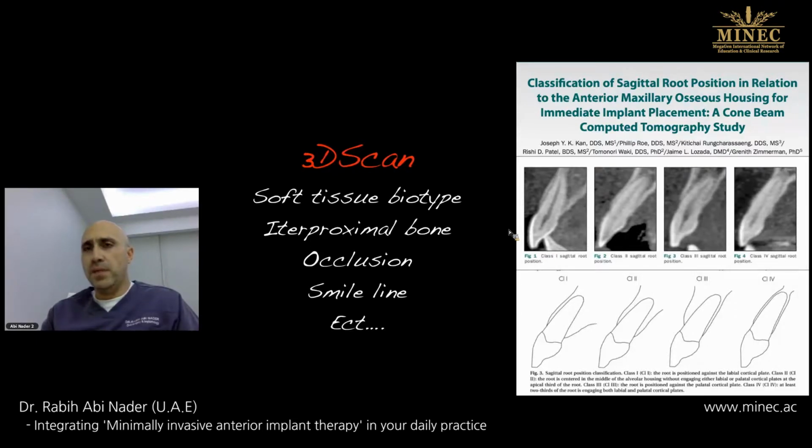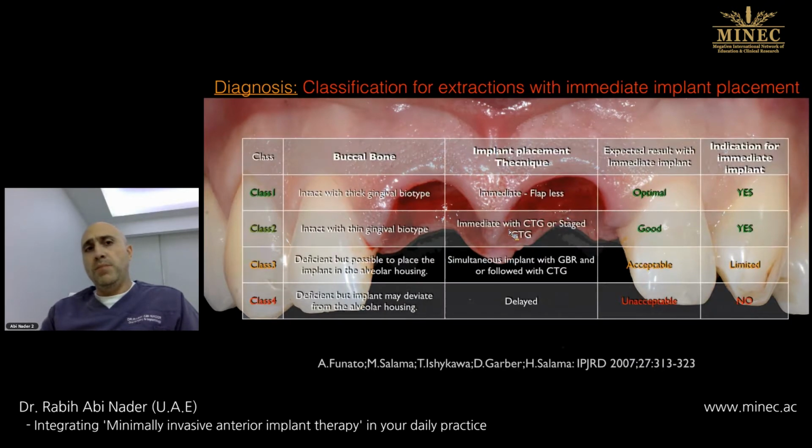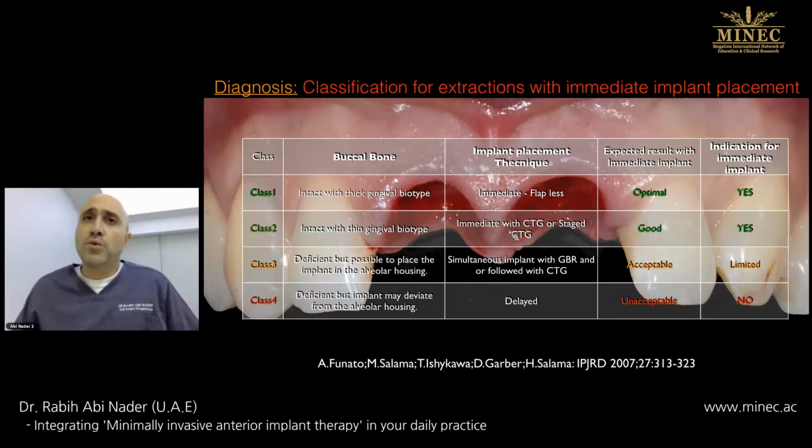And then how can you place the implant? Blindly. It's really very important to plan your implant position on a 3D scan. And not only in the anterior zone, but especially in the anterior zone. And once you remove the tooth, you have to assess your socket. This classification by Elian and Salama is very important to keep in mind, because it helps you to assess your situation after the extraction.